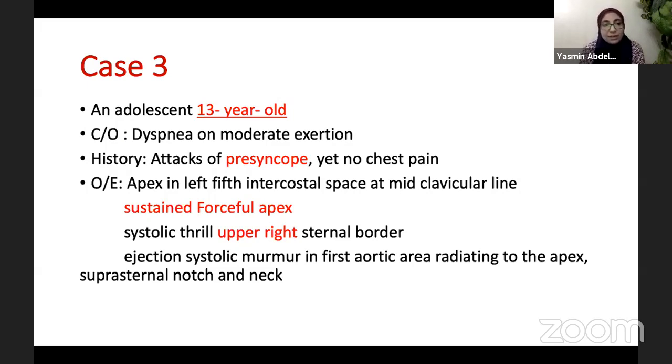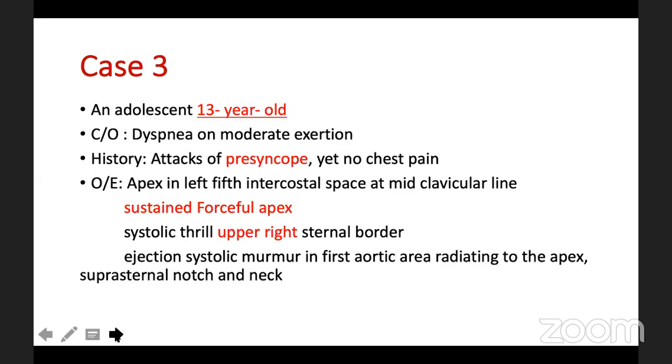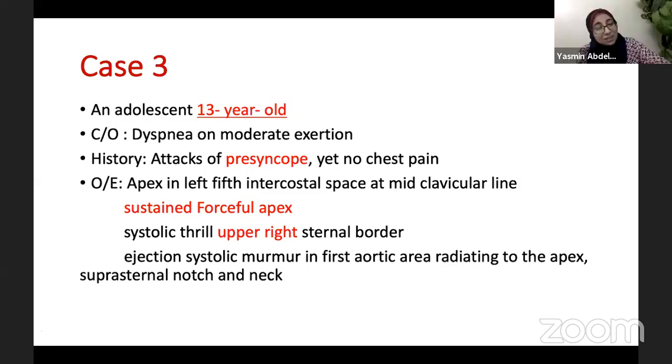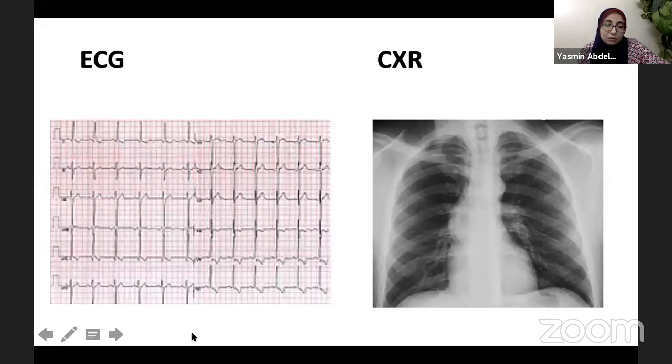So we have an adolescent who is symptomatic with attacks of pre-syncope and normal cardiac dimensions, yet he had aortic stenosis. So we are expecting either a subvalvular, valvular, or supravalvular aortic stenosis. The site of this murmur shows it is mostly valvular. It's not subvalvular, but it should be further investigated to be sure of your level of obstruction.